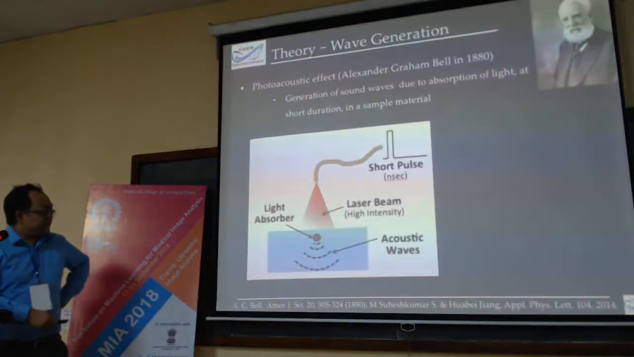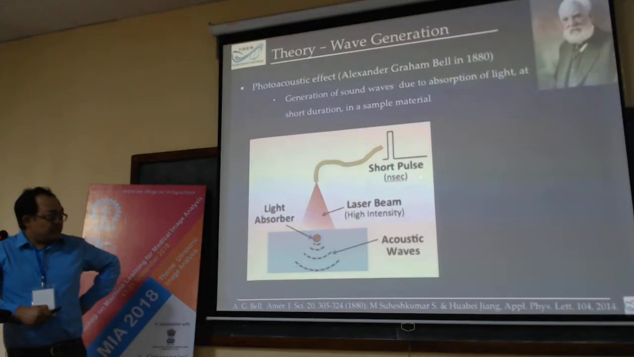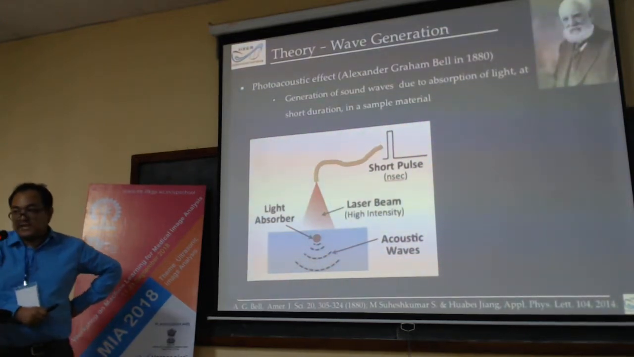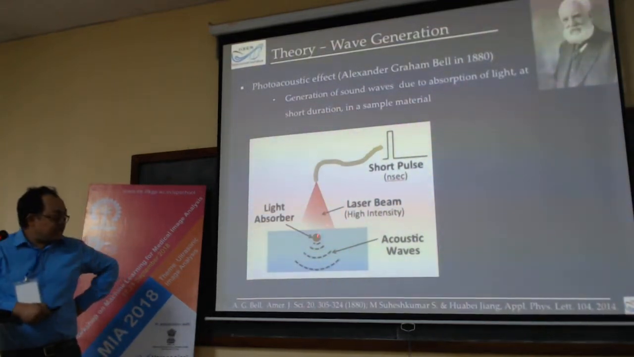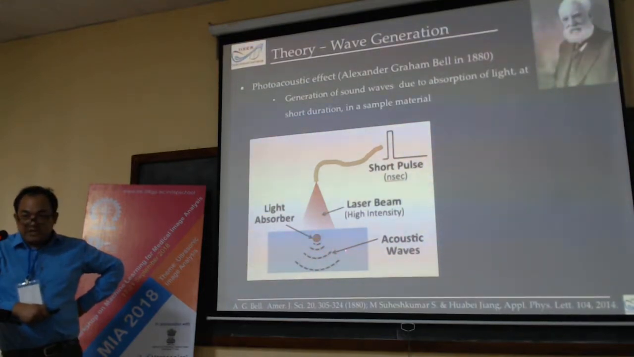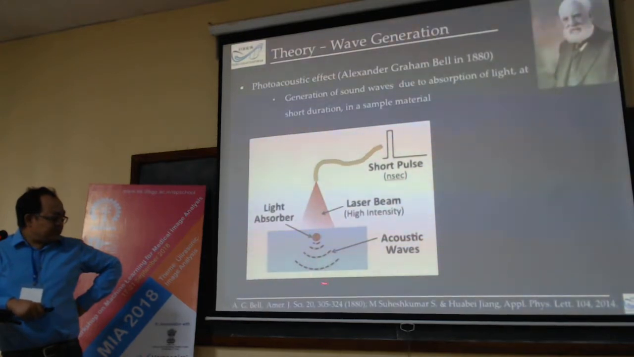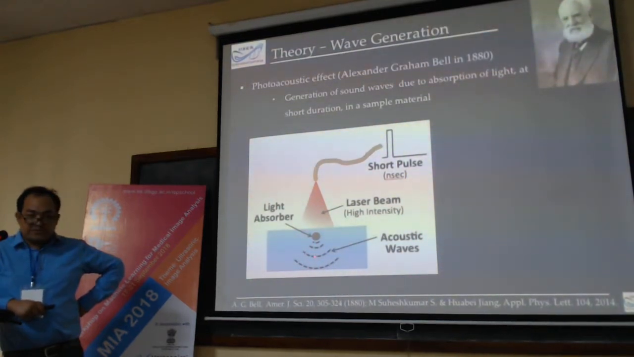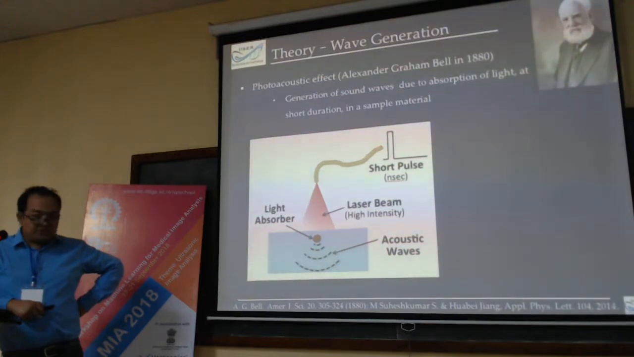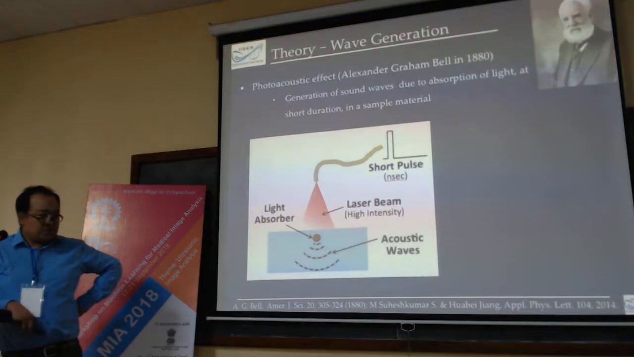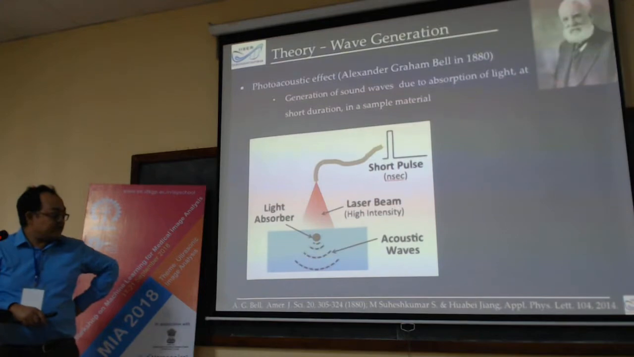So in the sense that if a pulse of light of the order of nanoseconds is illuminating over the sample material, I don't want to say tissue, I'm just saying the sample material that has a certain optical absorption coefficient, then the light is absorbed by the material at very short durations, causing rapid heating. So it induces thermoelastic expansion that I will explain in a better way in the coming slide.